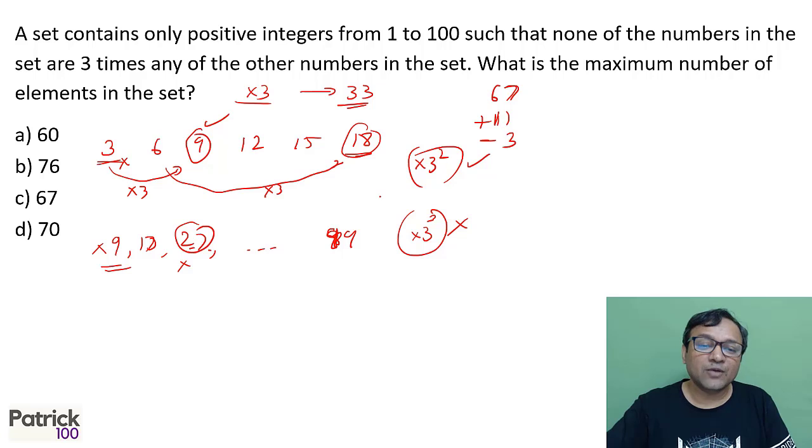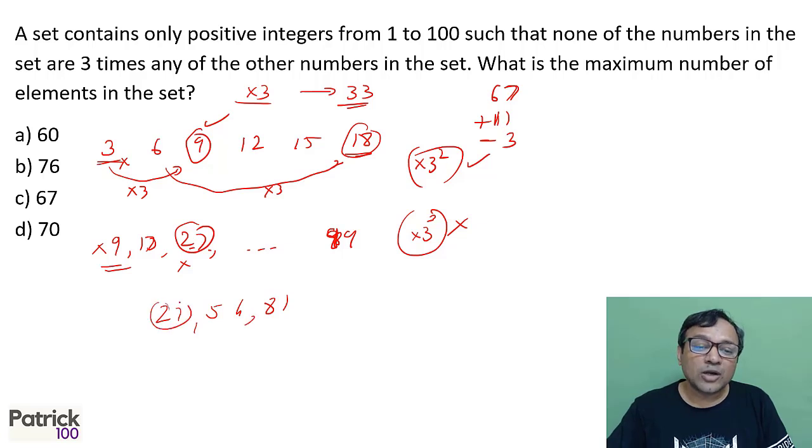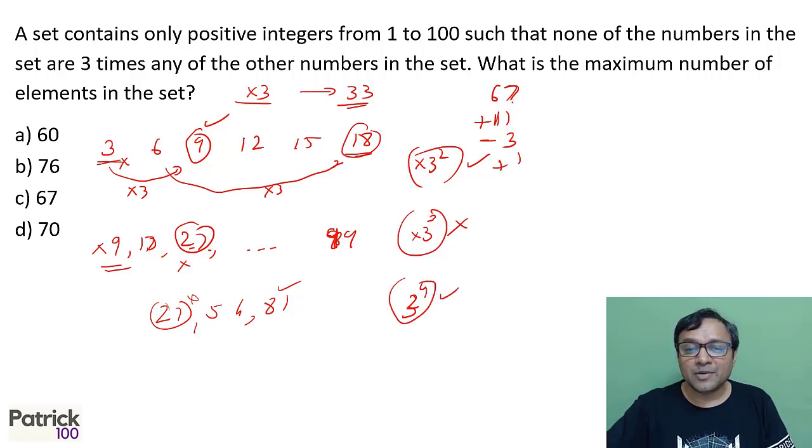27, 54, 81. But if 27 is not there, I can include 81. So I can include all the numbers which are multiples of 3 raised to 4. So plus 1. Now if I add it up, it becomes 76. So answer is B option.